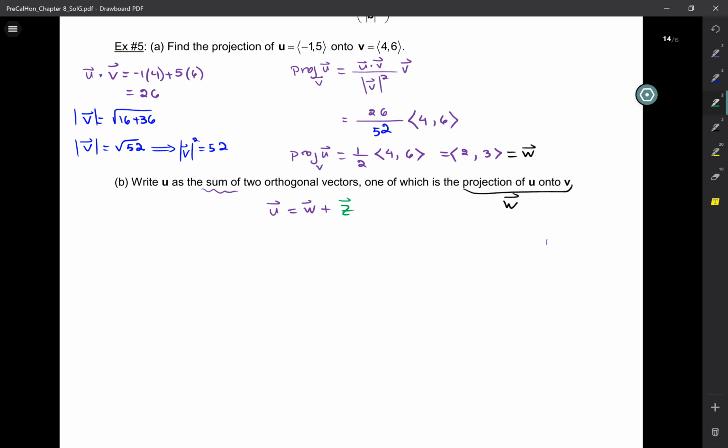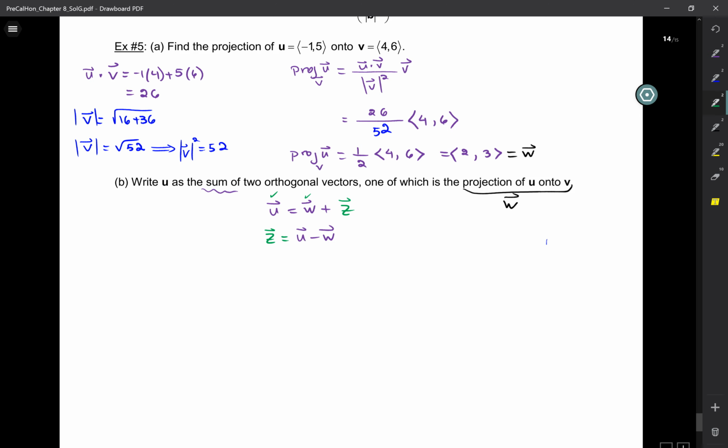Well, right, it has to be orthogonal. Let's keep the orthogonal for later. So it just says to write this vector U as the sum of two other vectors. One of them is W. Now, do I have U? I have U. Do I have W? Yeah. Do I have Z? No. Can I solve for Z though? Can I just rearrange this for Z? It's U minus W, right?